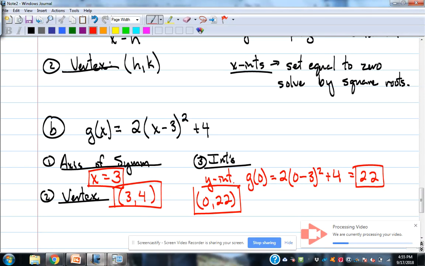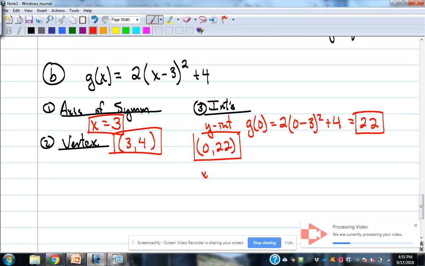Y-intercept is (0, 22). Let's get the x-intercept. That's where we're taking the whole function, 2(x minus 3) squared plus 4, and setting it equal to 0. I told you we're going to solve this by square roots. That's the easiest method to solve this with.